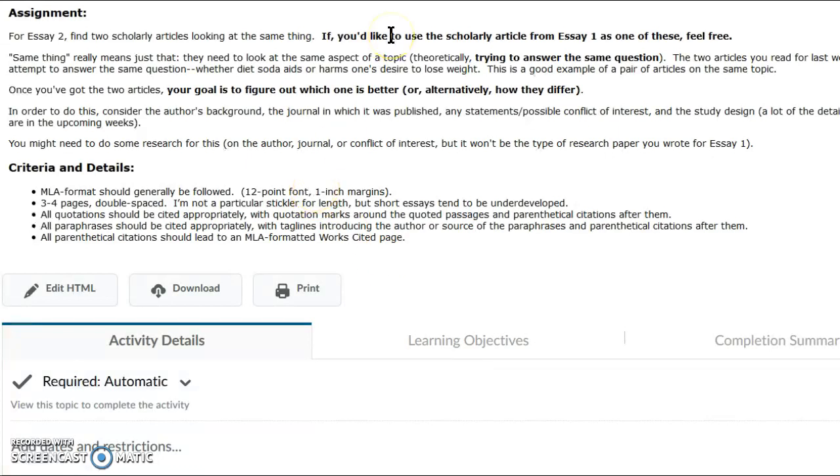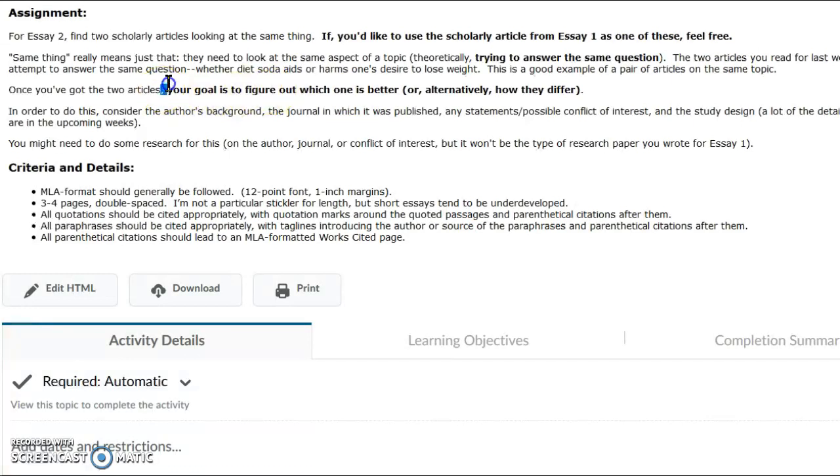So, you may use the scholarly article from essay 1 if you want. You do not have to. If you feel like, oh, I don't want to deal with this topic anymore, I don't think there's anything else out there on it, I just don't care, fine. Go pick something new altogether. That'd be perfectly fine. Find 2 articles and attempt to answer the same question.